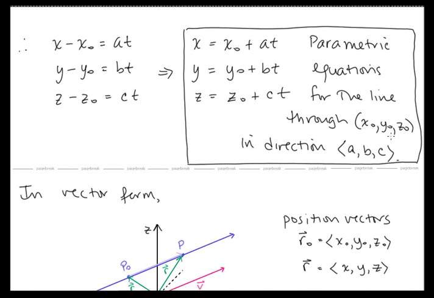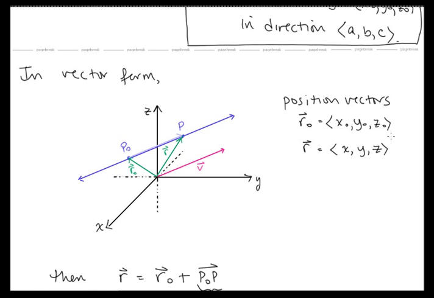Now let's take a look at the situation in vector form. So we've got the same picture here, but instead of just talking about points P0 and P, we're going to talk about position vectors for those 2 points. In other words, vectors that go from the origin to those points. So we've got vector R0 going from the origin to P0, and vector R going from the origin to point P. So the component notation for vector R0 is x0, y0, z0, and for vector R it is x, y, z.